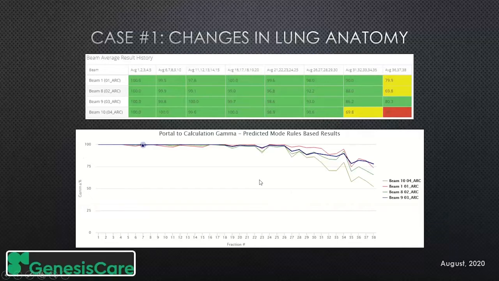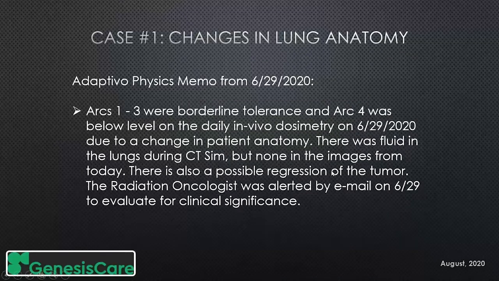This is a very, very helpful view. It shows a trend analysis over time. As you can see, for the 4 arcs, everything seemed to do fine for the first 6 weeks. And then all of a sudden, they started to go downhill and started to trigger notification to the physicist. I'll talk a little bit more about the notification of the physicist on a future slide.